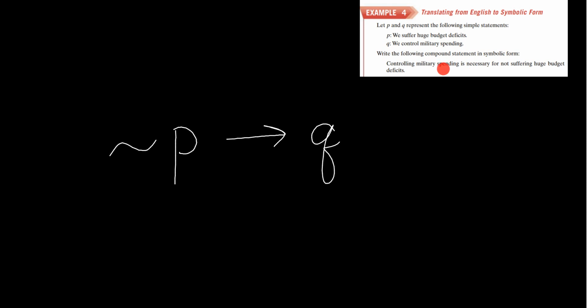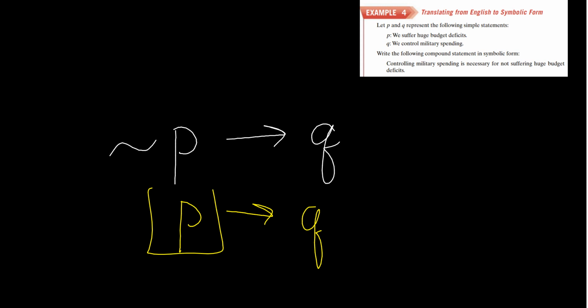controlling military spending is necessary for not suffering huge budget deficit. So if it is necessary for not suffering huge budget deficit, and huge budget deficit is P, then the same logical step would be, we're still in the realm of P. We need to have P before we can even get to Q, right? So for the "is necessary for," again, we don't necessarily have to use a table. It's just one of those logical statements that I feel like you can come up with on your own.